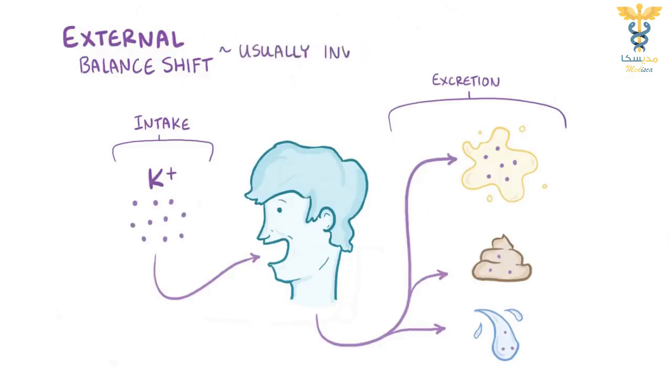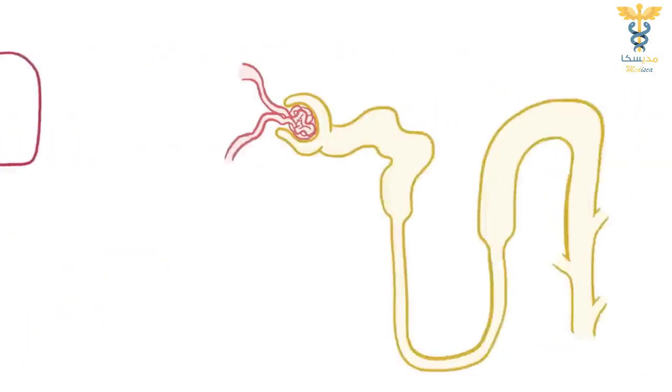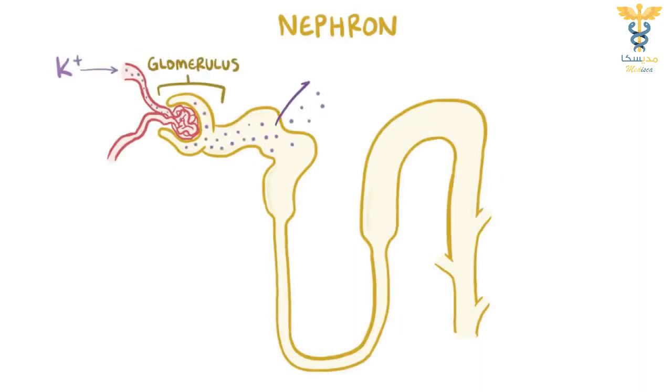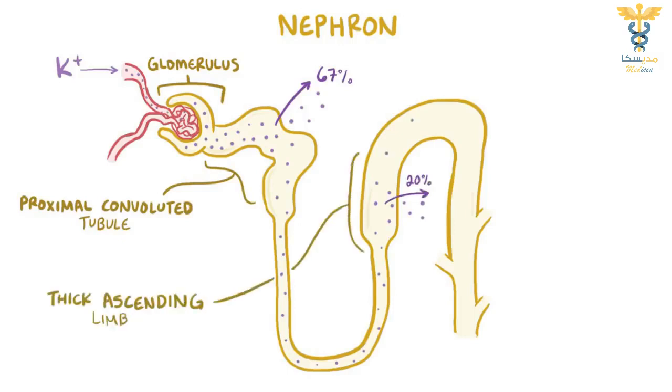Most other cases, though, have to do with the kidneys and their ability to regulate what stays in the blood and gets excreted into the urine. The kidney does this by the processes of filtration, reabsorption, and secretion in the nephron. First off, potassium is freely filtered from the blood into the urine at the glomerulus. After that, about 67% is reabsorbed in the proximal convoluted tubule, and an additional 20% is reabsorbed in the thick ascending limb. And that leaves about 13% of the initial amount, right?